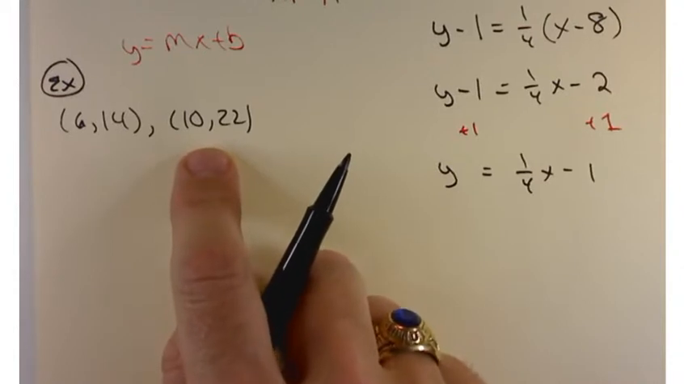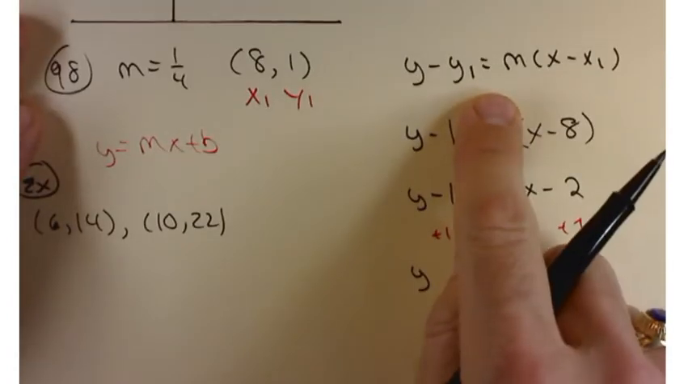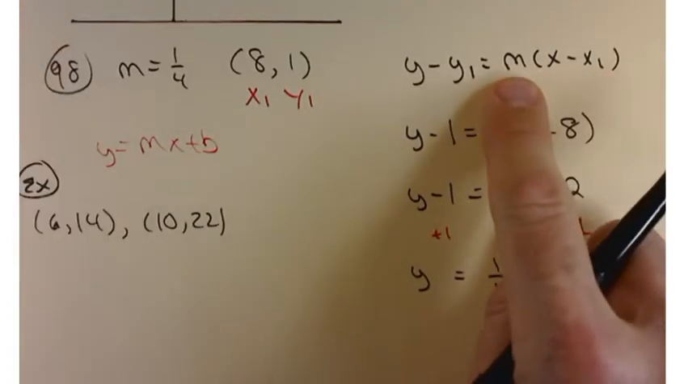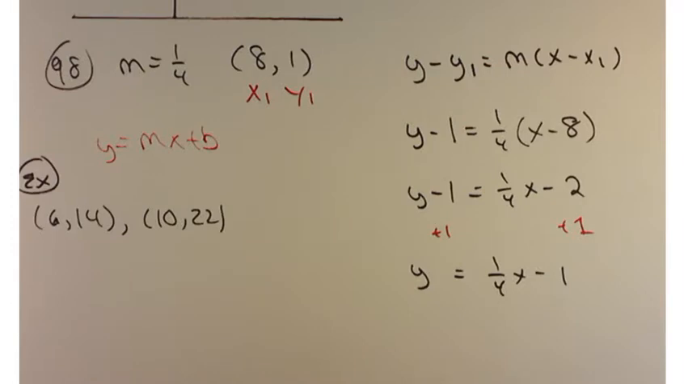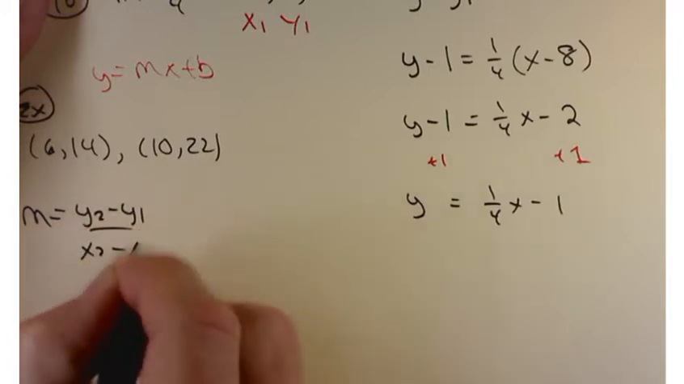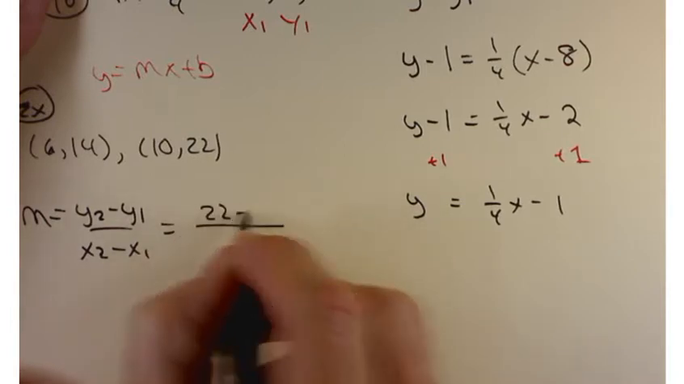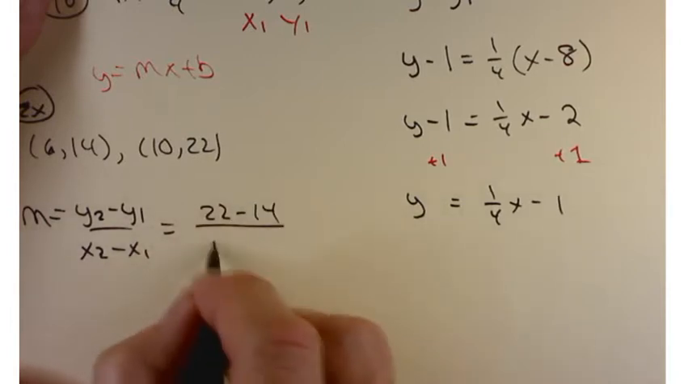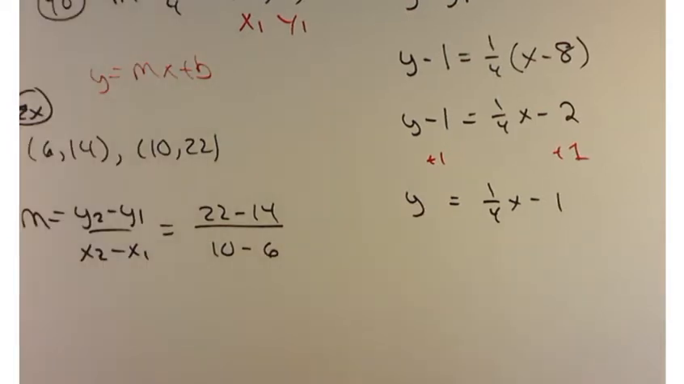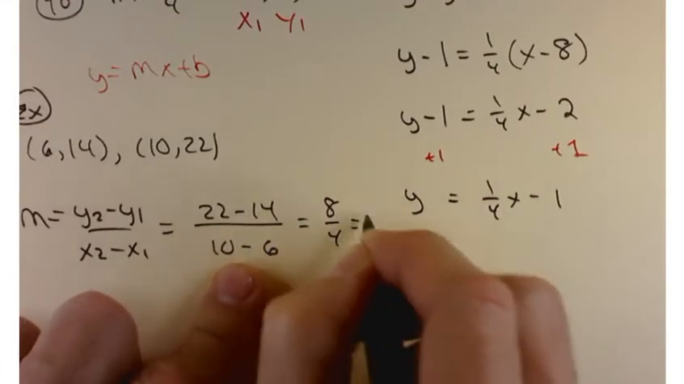y2 minus... Good. If you wanted to use the same formula we've been using, the one thing we need that we don't have is the slope. We need the slope of that line. So the slope is y2 minus y1 over x2 minus x1. In this case, 22 minus 14 over 10 minus 6. So 8 over 4, which is a slope of 2.